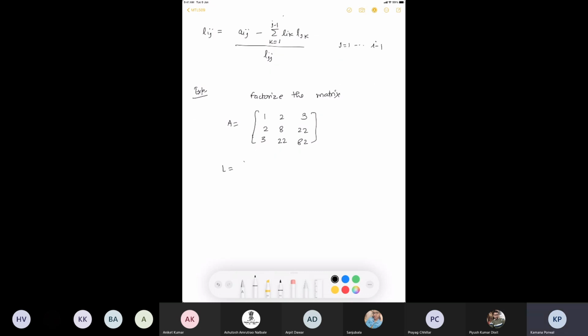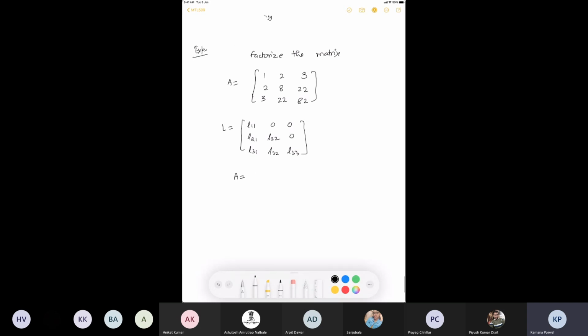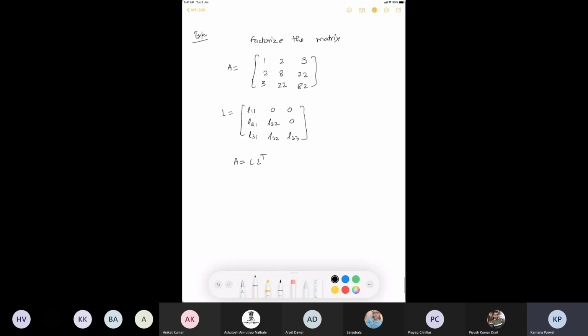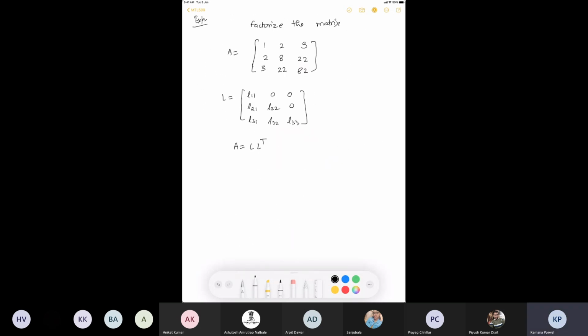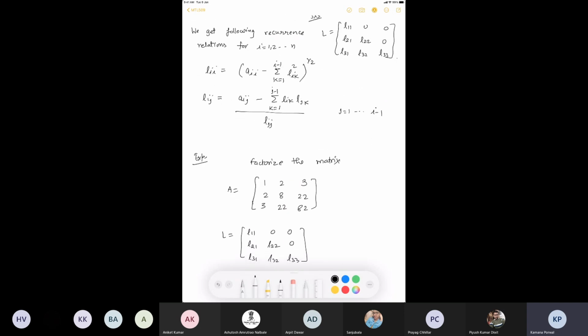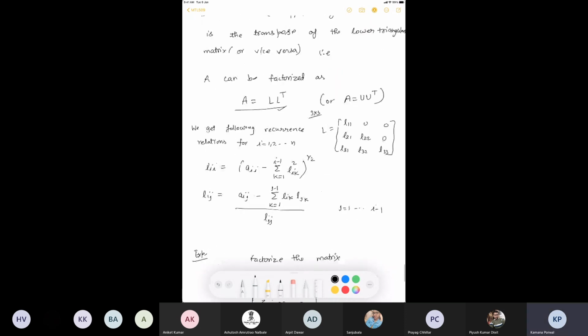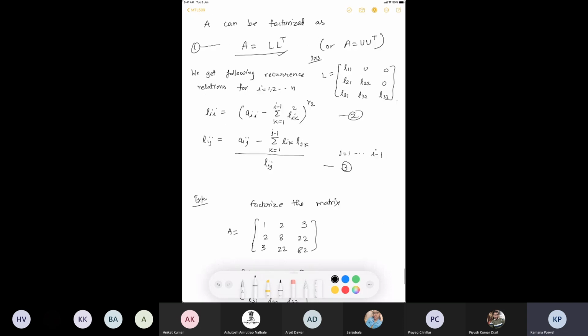So L I'm seeking as L11, 0, 0, L21, L22, 0, L31, L32, and L33. And I want to have the Cholesky factorization of A, so this is L into L transpose. If you simply multiply it and equate to A, you will get the same formulas that I've written here. So I'm directly going to use these formulas. Let's number them as 1, 2, and 3.